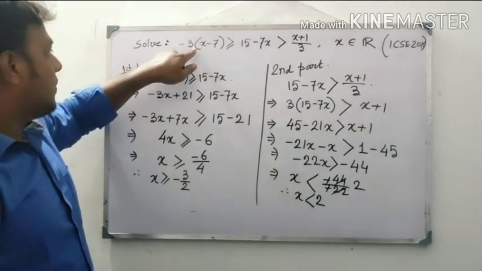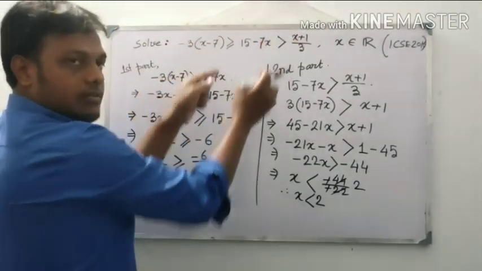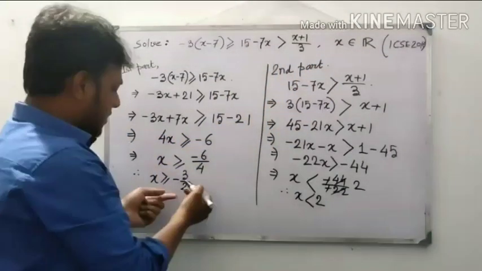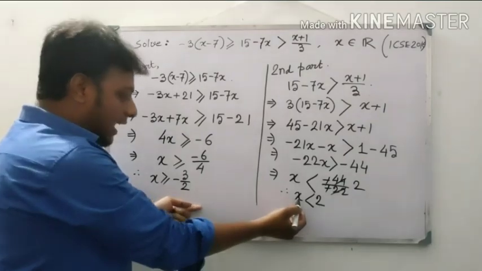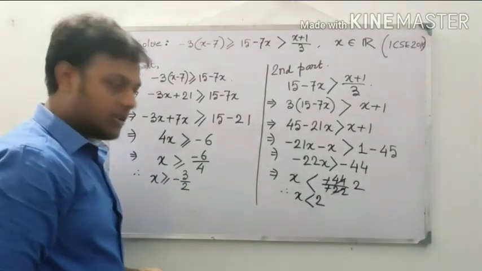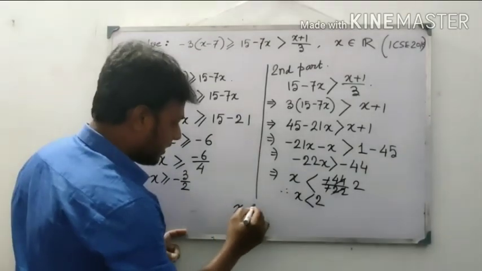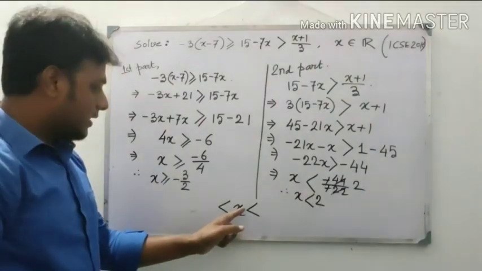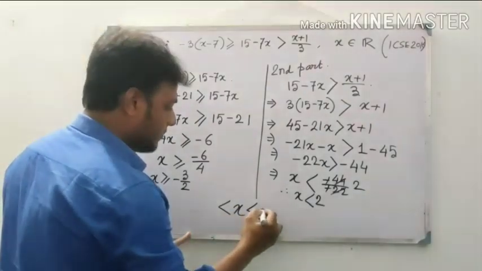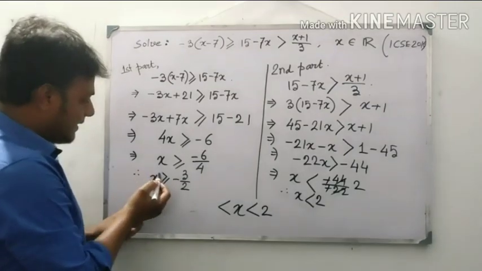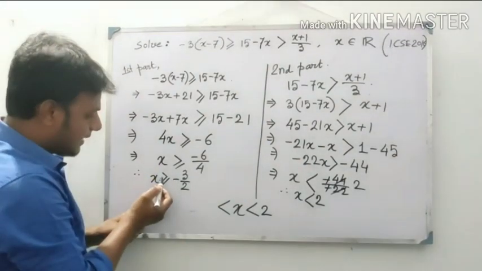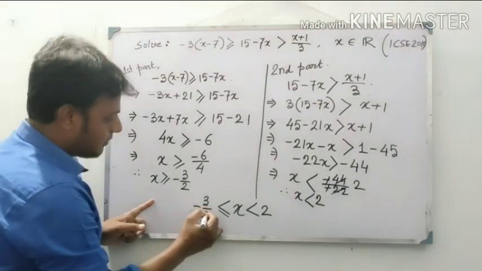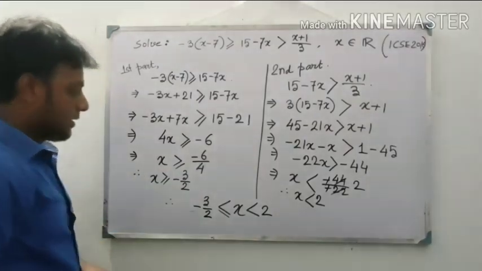Initially it was in combined form. We just broke it into two parts and solved. Again we will combine these two solutions. So write x in the middle position and use these two signs. Now which part is suitable? x less than 2 goes here, and on this side x is greater than or equal to minus 3 by 2. This completes the solution. This is the solution.